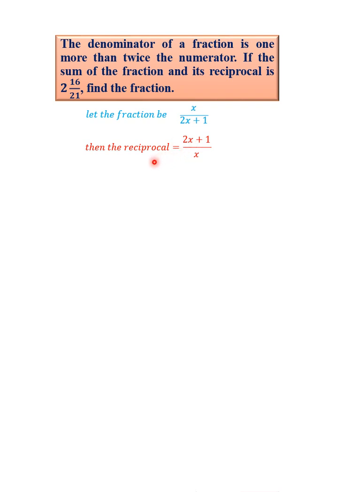What did the question actually say? If the sum of the fraction and its reciprocal is this, it means this plus this should give us 2 whole number 16 over 21. So we now have the equation we need to solve the problem. x over 2x plus 1 plus 2x plus 1 over x equals 2 whole number 16 over 21. From here, we just need to find the value of x, and we are done.